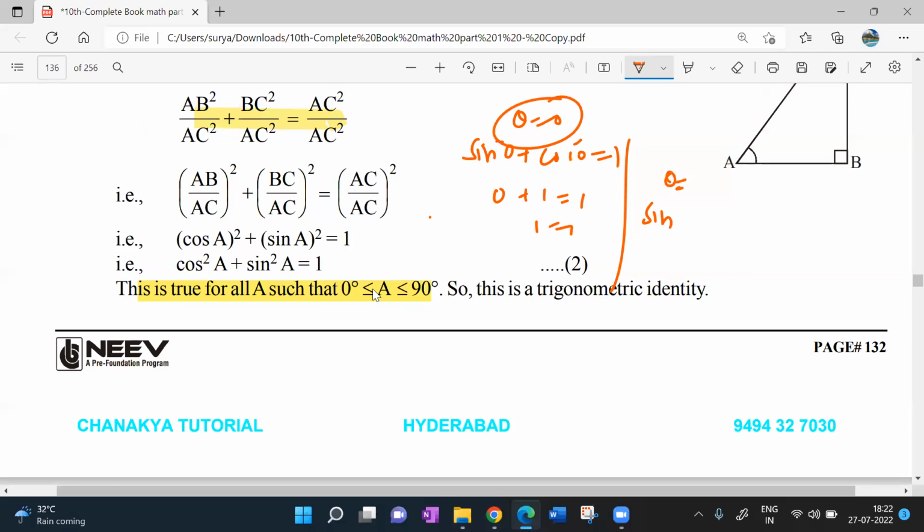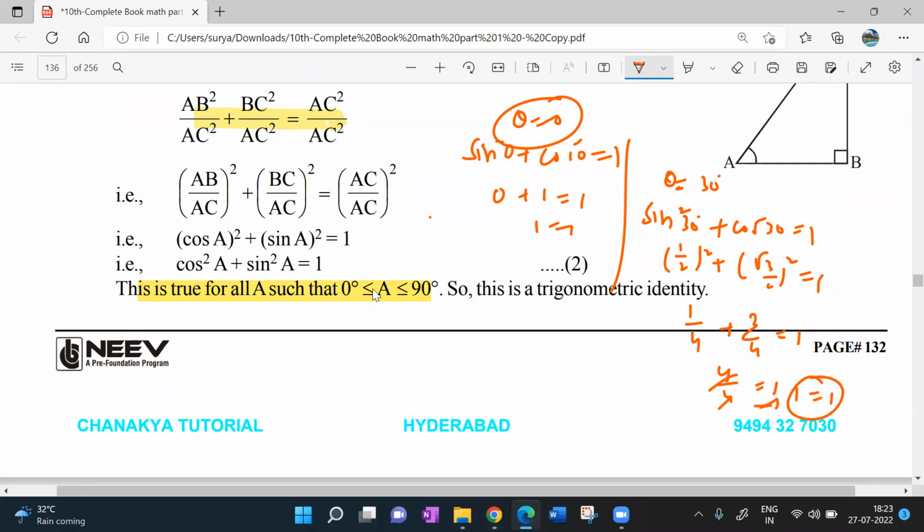If I take theta value 30, sin 30 is how much? Sin square 30 plus cos square 30 is equal to 1 now. How? Sin square 30 is 1 by 2 whole square, plus cos 30 is root 3 by 2 whole square. So 1 by 2 squared is 1 by 4. Root 3 by 2 squared is nothing but 3 by 4. 1 by 4 plus 3 by 4 is 4 by 4, which is equal to 1. 4 by 4 is what? 1 is equal to 1 or not?